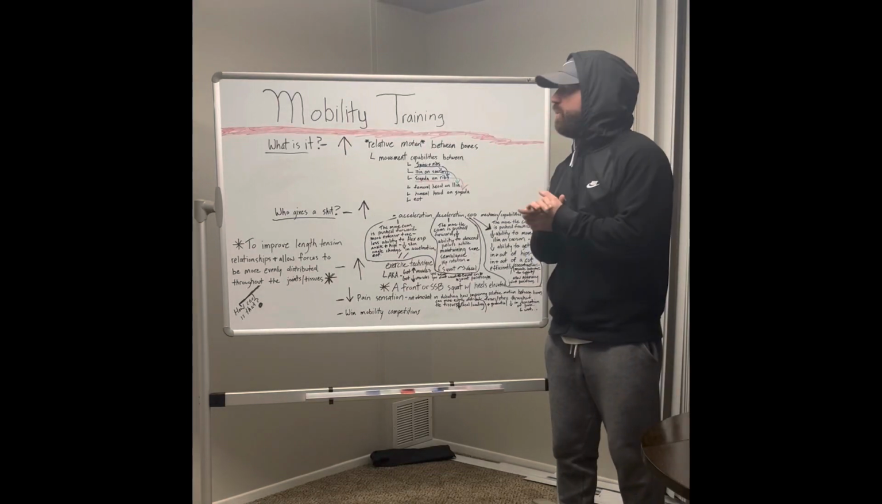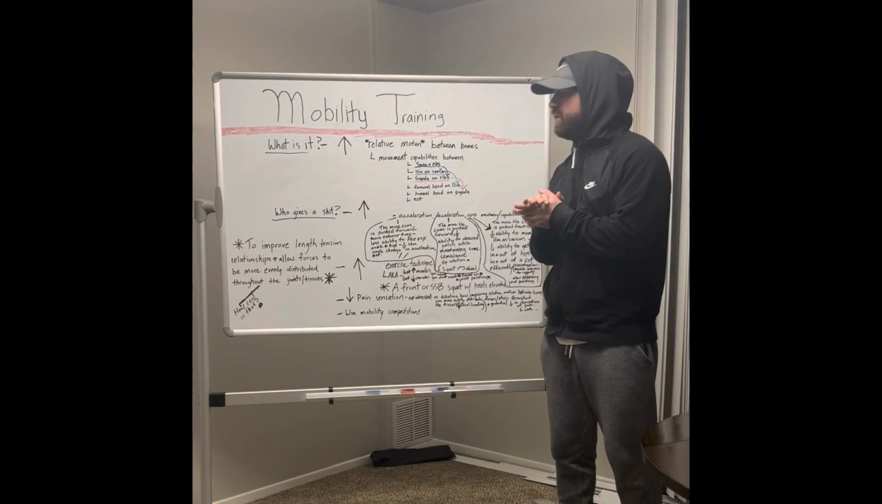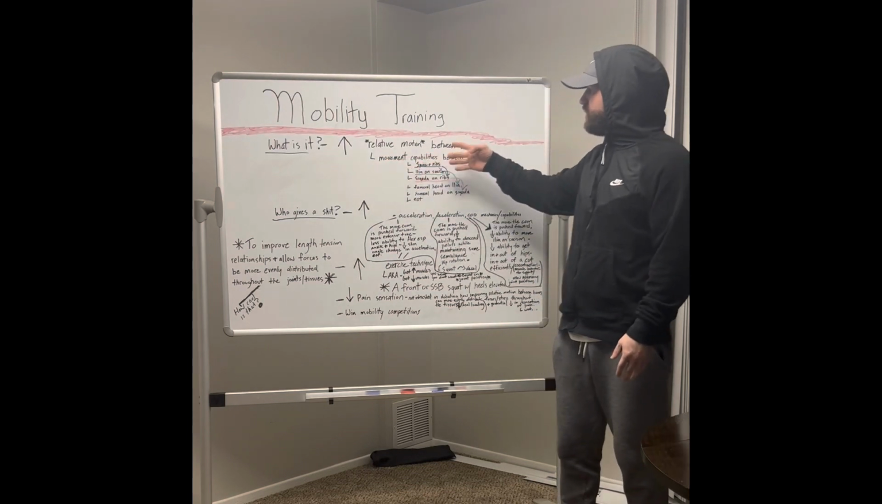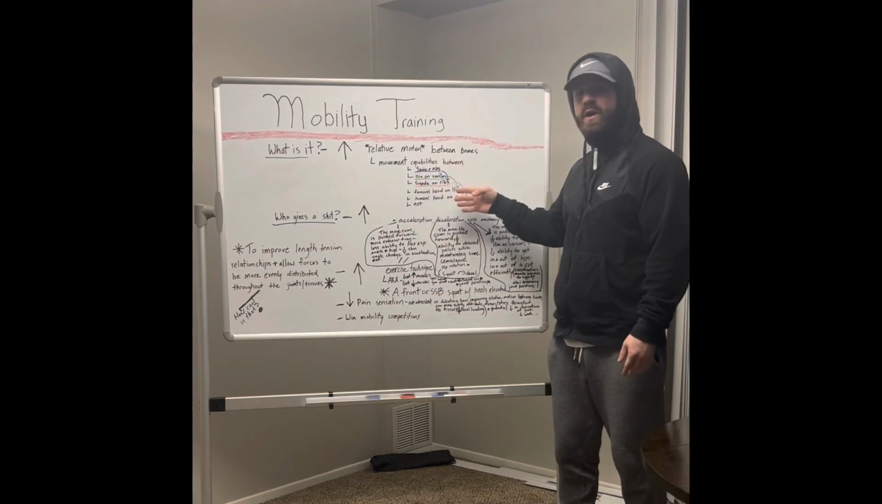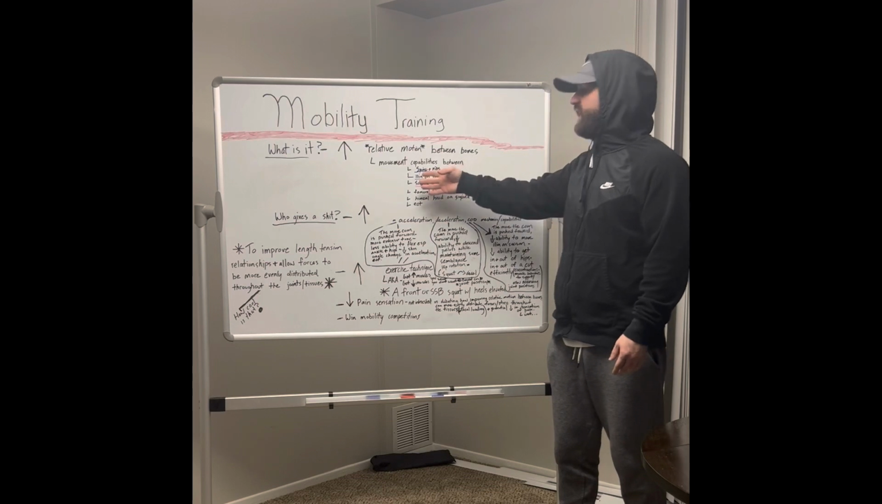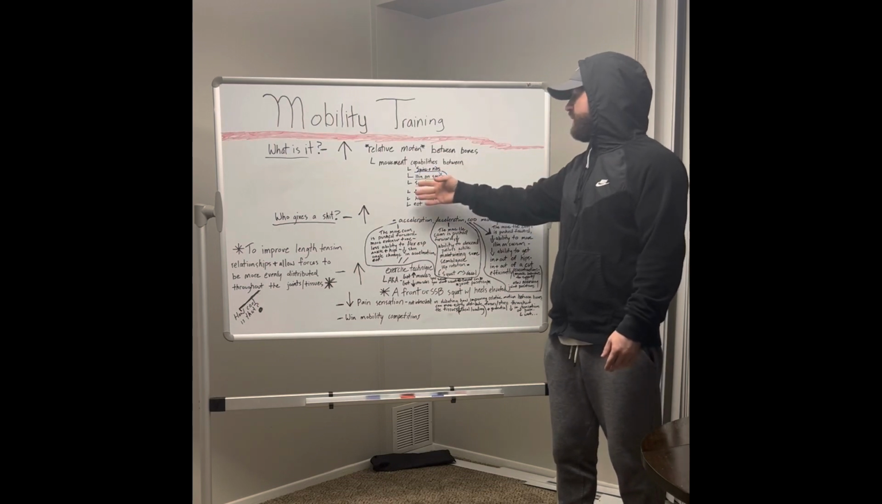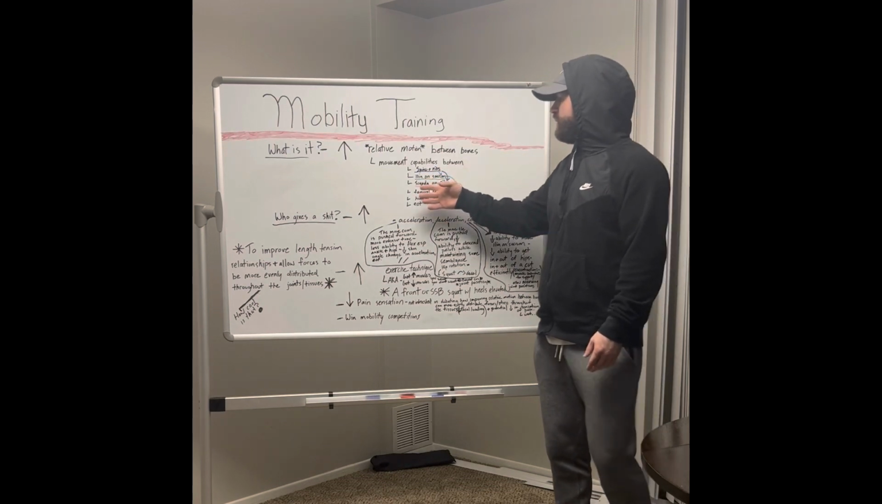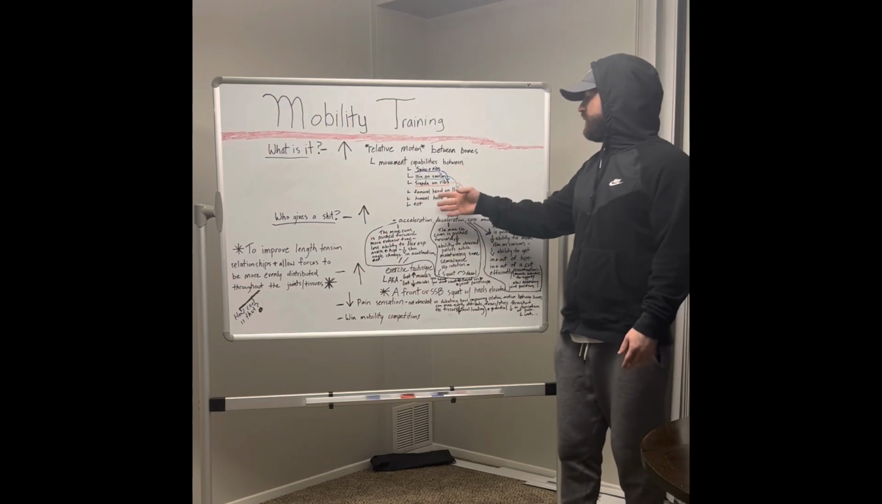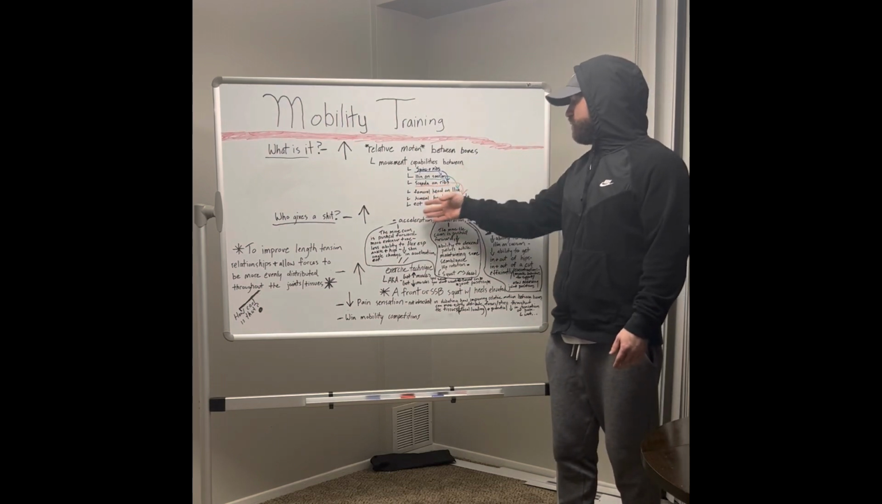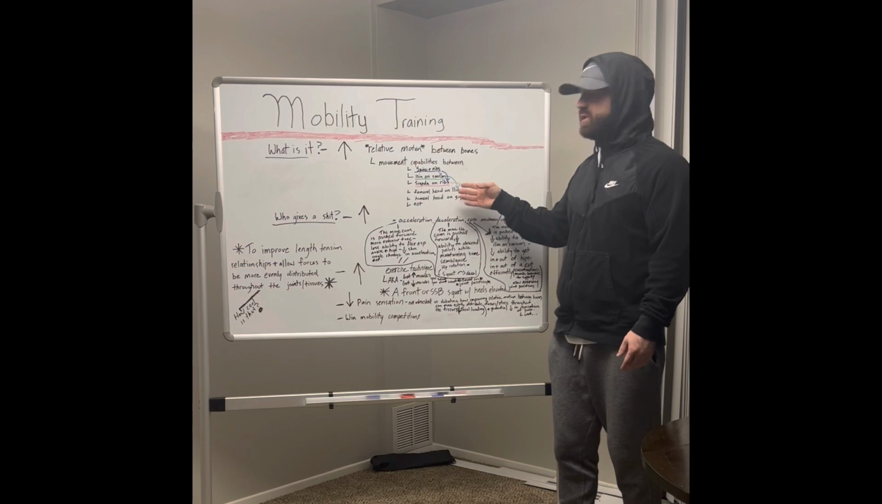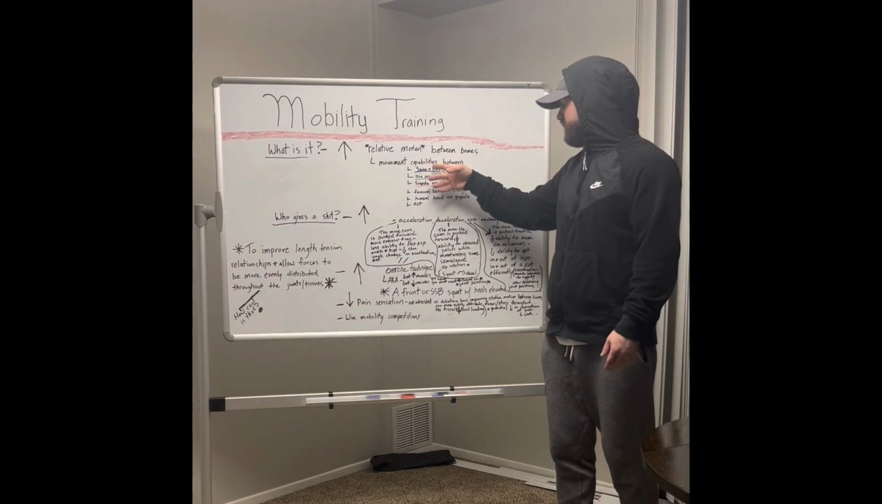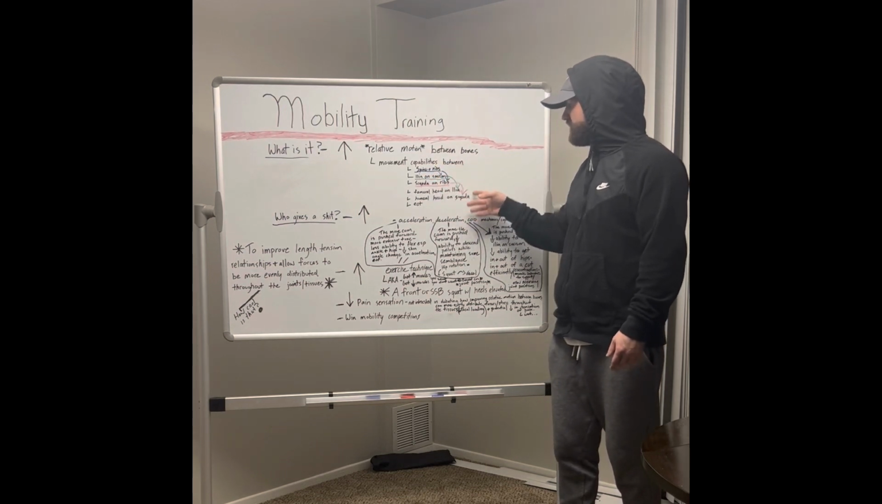All right, today we're talking about mobility training. What is it? It is increasing or improving relative motion between bones. What are we talking about when we say between bones? We're talking about segments of the spine and the ribs, ilia on the sacrum, scapula on the ribs, and then the femoral head on the ilia, humeral head on the scapula. So as you can see, we start more central because it affects the entire system.